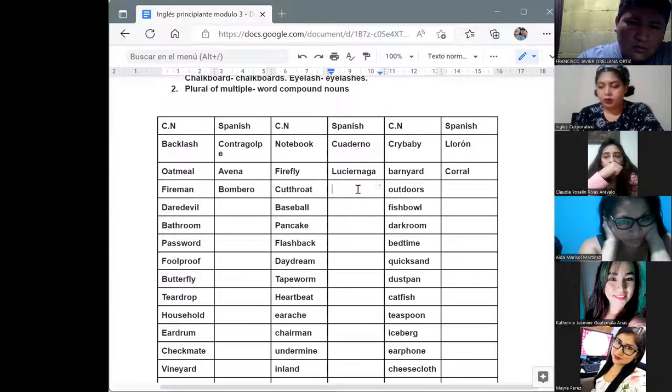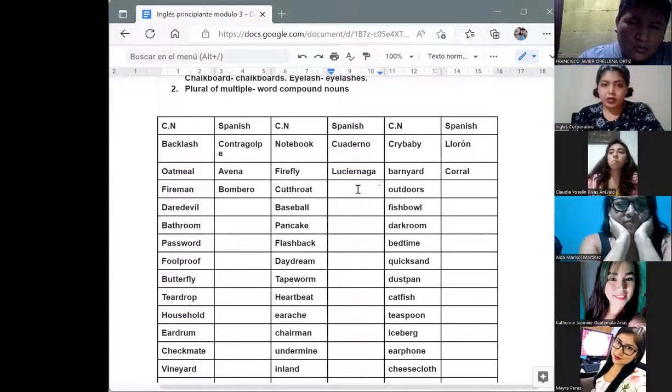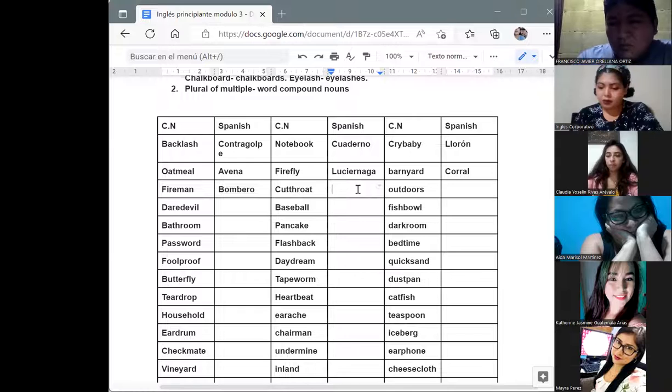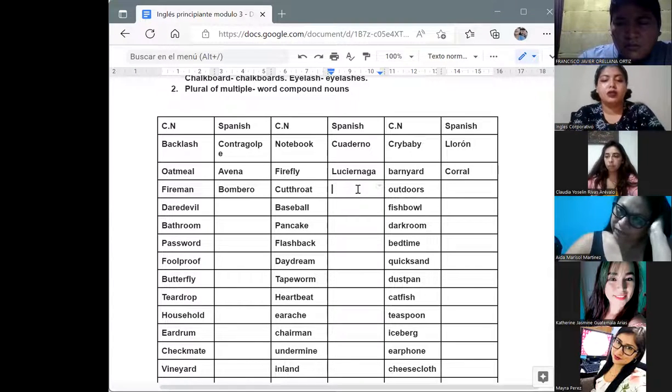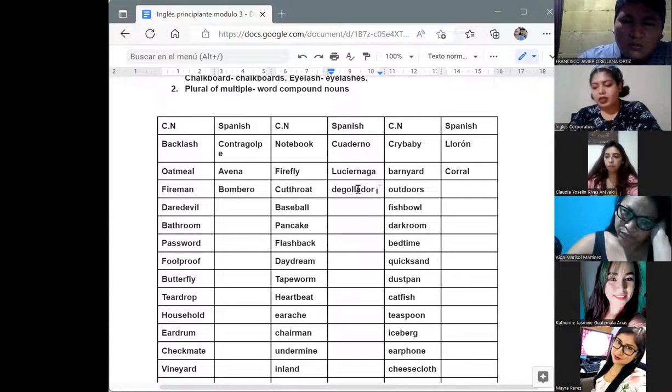That is bombero, the fireman. Then we have cutthroat. What is that word? Who knows? Asesino? Yes, but they like to cut. That is kind of an ugly word, but in Spanish we can translate it into degollador. And we have less common words like implacable y feroz. Esas son como las menos comunes.